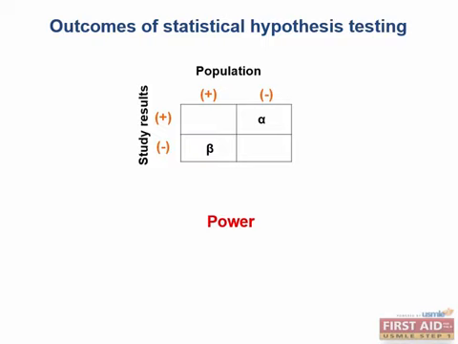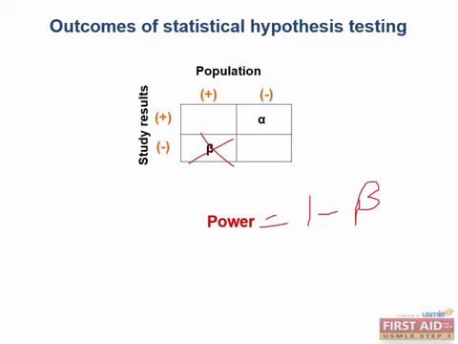Hence, a powerful study is one that has a high likelihood of detecting an effect or difference when one is present. The mathematical definition for power equals 1 minus beta, which means that power can also be thought of as the probability of not making a type 2 error.